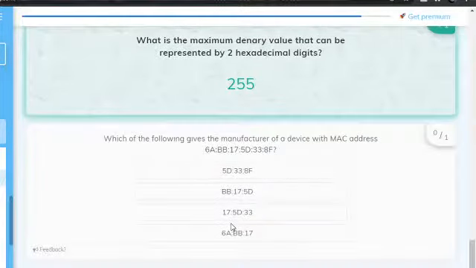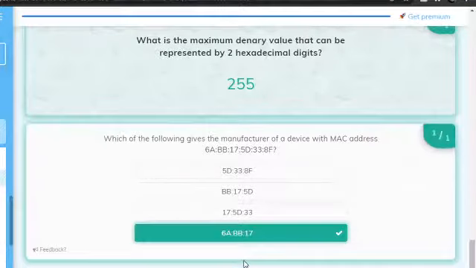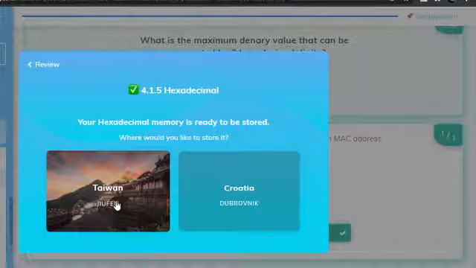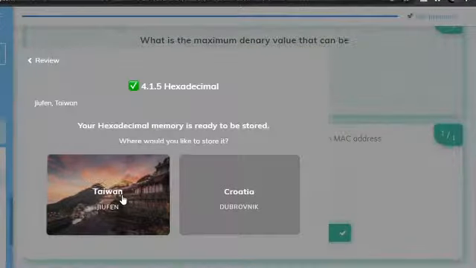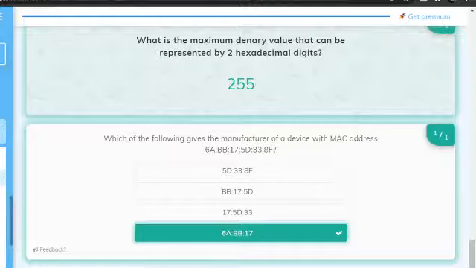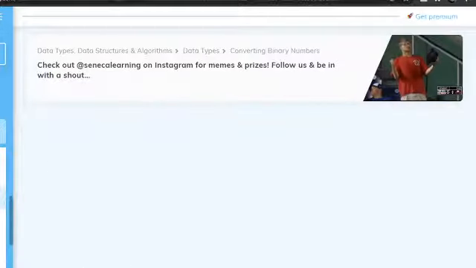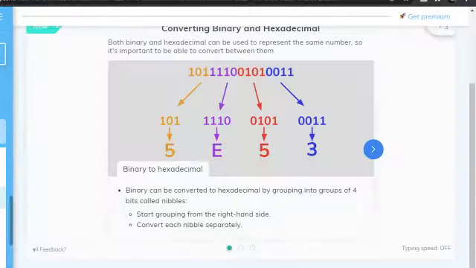Which of the following gives the manufacturer of the device, so it's the first 6. So 1, 2, 3, 4, 5, 6. So 6A, BB, 17. Easy. Too easy. So we are halfway there, and it's been half an hour. The next ones should be easier.